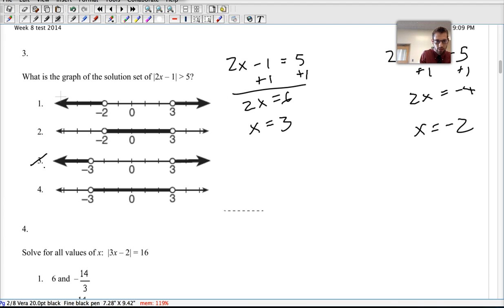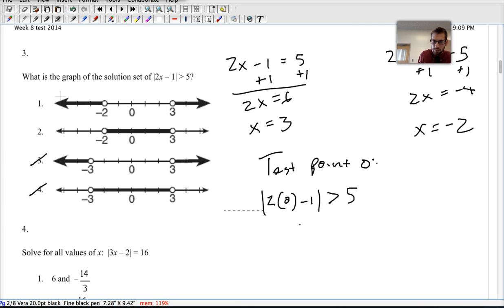So I can immediately eliminate answers 3 and 4 because they're negative 3 and 3, and here I have 3 and negative 2. So now I need to figure out where I'm going to shade, inside or outside, so I'm going to test the point 0. I'm testing a point that's in between, so I know I need to shade inside if this comes up true. So I'm going to say 2 times 0 minus 1, absolute value, is greater than 5. So this is going to be the absolute value of negative 1, or just 1, is greater than 5. This is false, so I'm going to be shading outside. Answer choice 1.